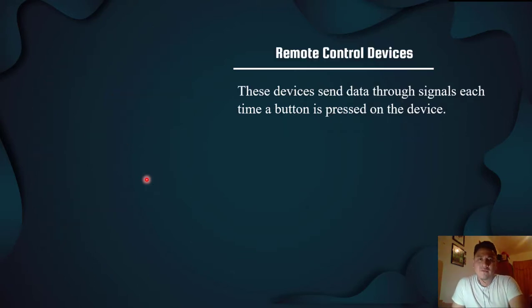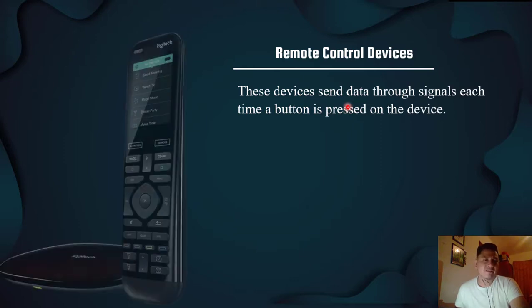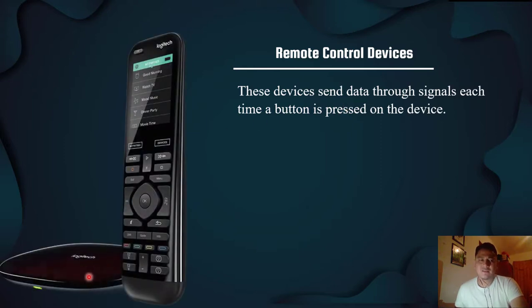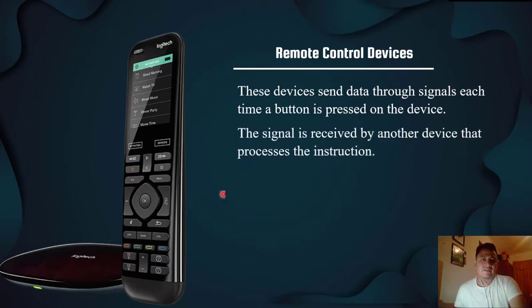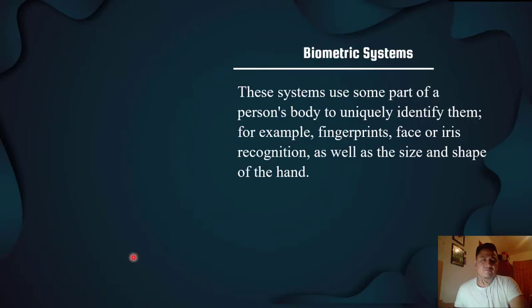Remote control devices. These devices send data through signals from a distance each time a button is pressed. The signal is received by another device, such as a TV, or a device like the one in the image, and then it processes the instructions and does what it has to do.